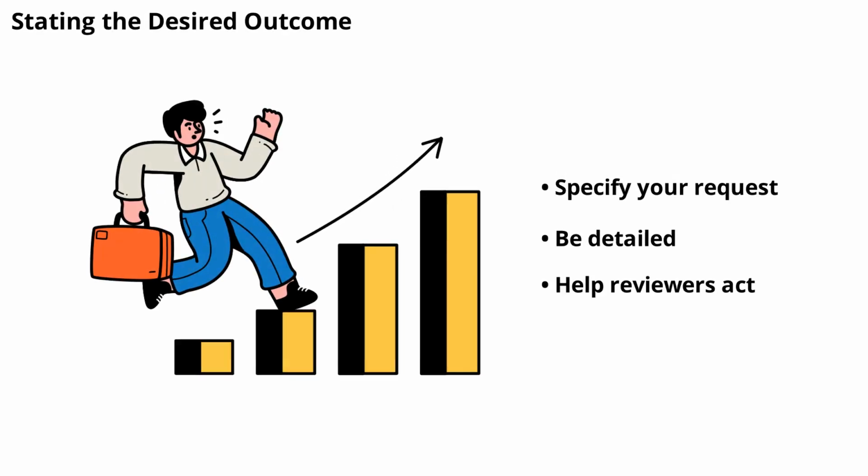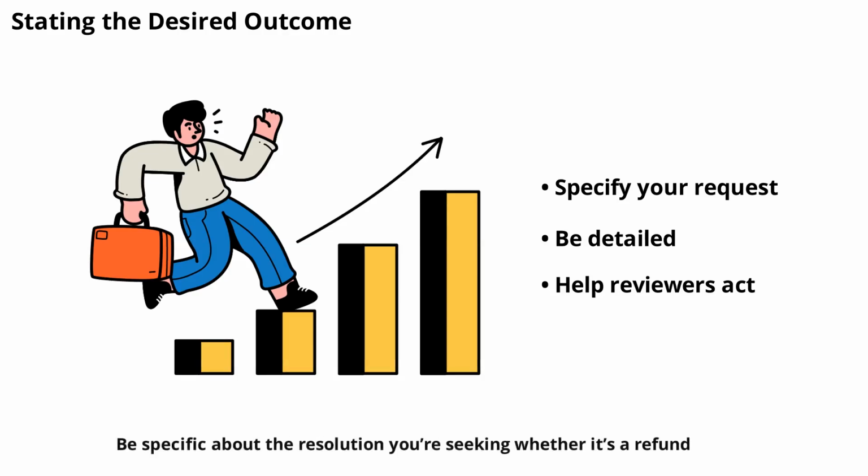When escalating a case, it's important to clearly state what you want to achieve. Be specific about the resolution you're seeking, whether it's a refund, a process change, or simply a response. This helps the reviewer understand your expectations and work towards a solution. Vague requests are more likely to be denied, so take the time to articulate your desired outcome in detail.